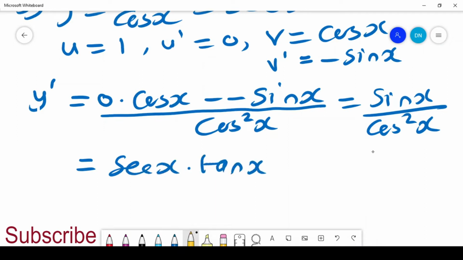Because how did I know that? Remember, this is the same as sine x over cos x times 1 over cos x. And that will give me 1 over cos is sec, and then I have the tan.